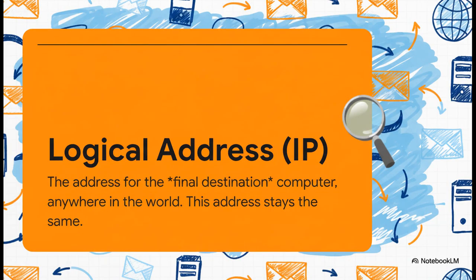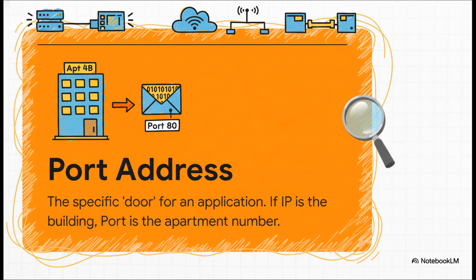Second is the logical address, or the IP address. This is the one you've probably heard of. This is the big one. It represents the final destination computer, anywhere on the planet. And what's crucial is that this address stays the same for the entire journey. And finally, the port address. This is key. If the IP address gets the message to the right building, the port address gets it to the right apartment number. It tells the computer which exact application, your web browser, your video game, your Netflix stream, that message is for.